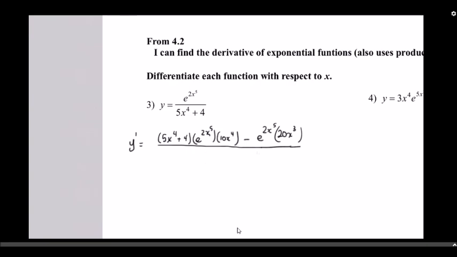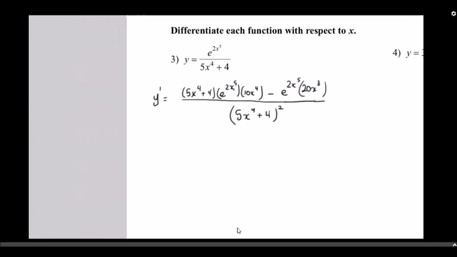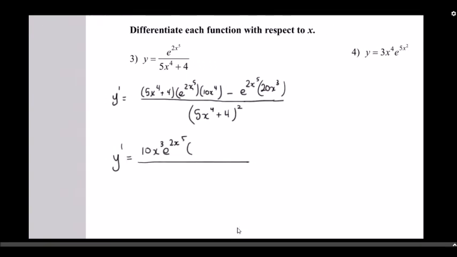If we look at the numerator and try to factor out a common factor, it looks like we have e to the 2x to the 5th power as a common factor. Looks like we can factor out a 10x to the 3rd from that. So our common factor in the numerator is going to be 10x to the third times e to the 2x to the fifth.